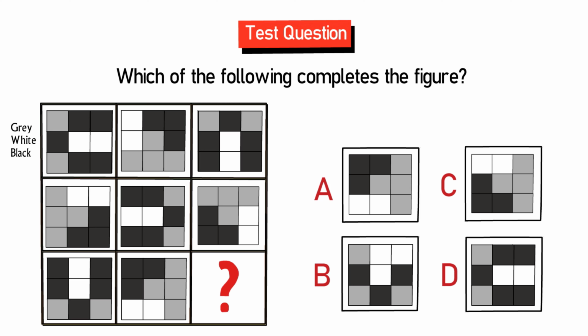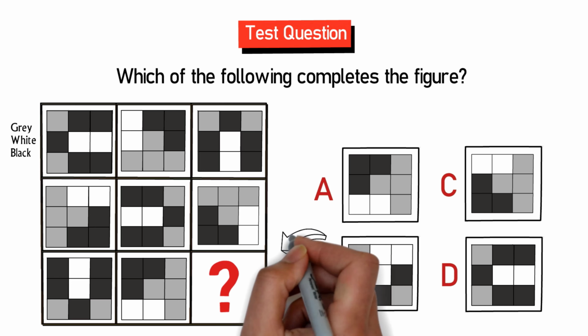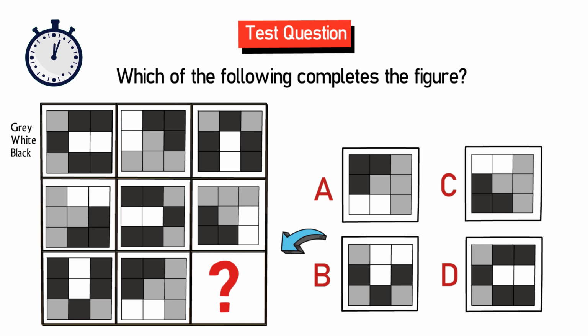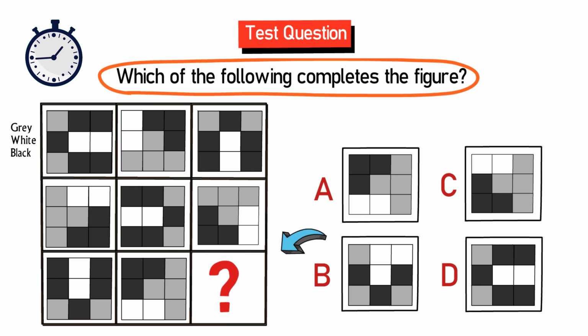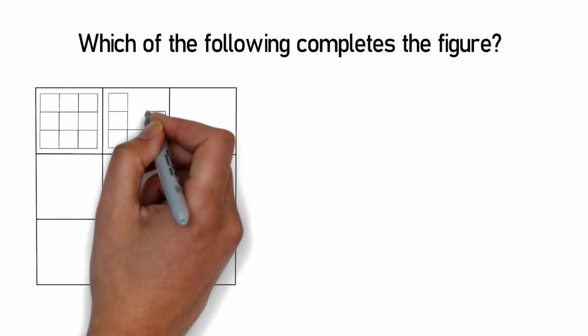One 3 by 3 square is missing, and you need to select out of the 4 possible choices, choices A, B, C, and D. Your goal is to determine which of the following shapes completes the figure. Take a close look and see if you can identify the missing item. Do you think you know the answer? Let's continue to see how we can get to the correct solution together.